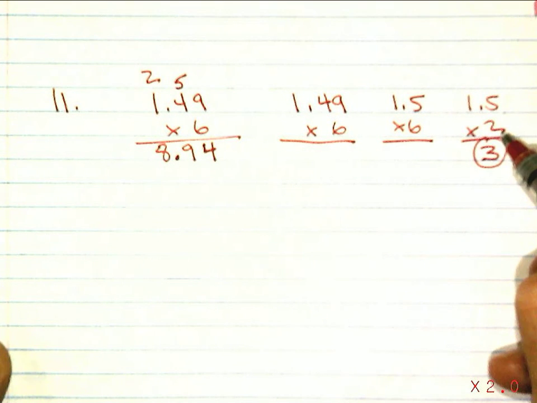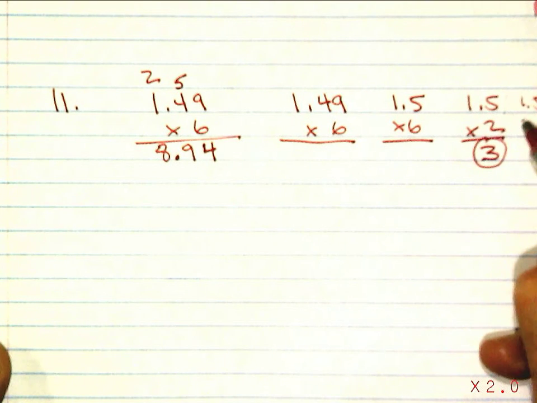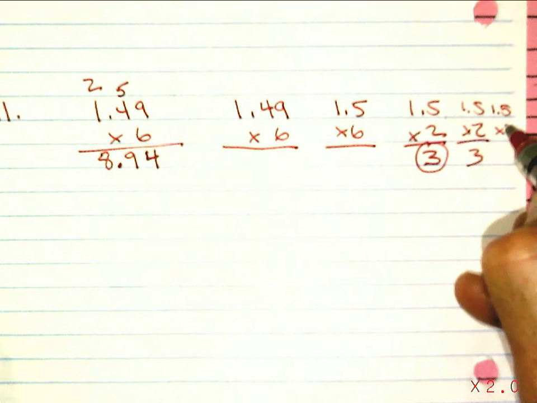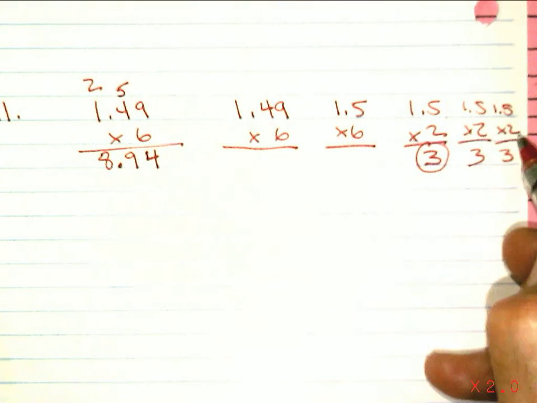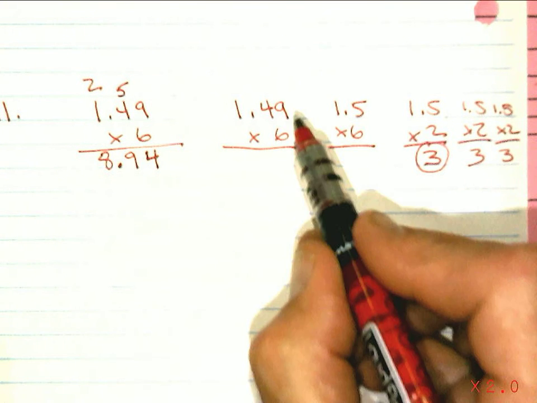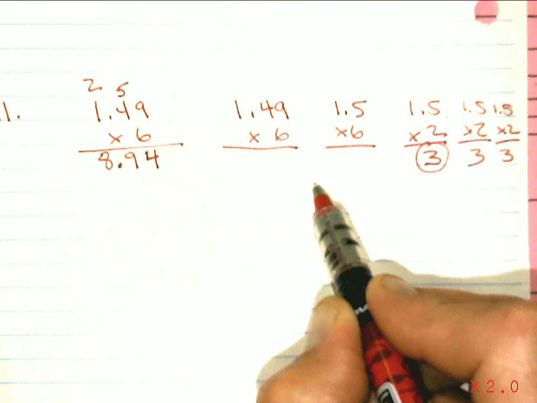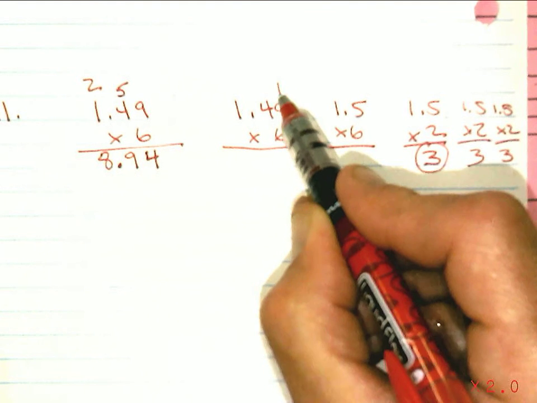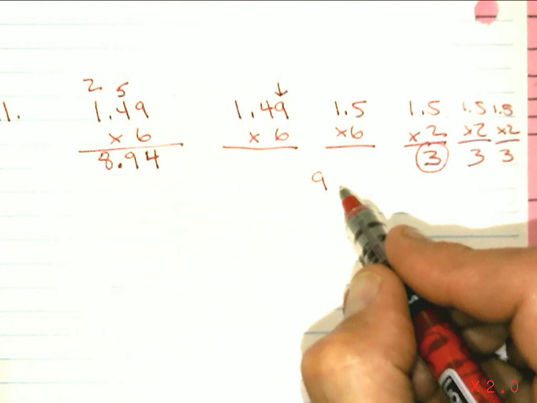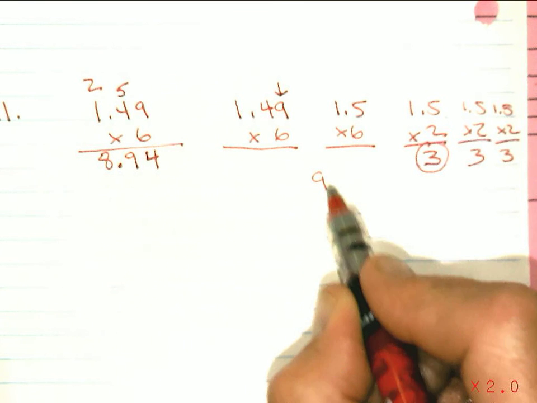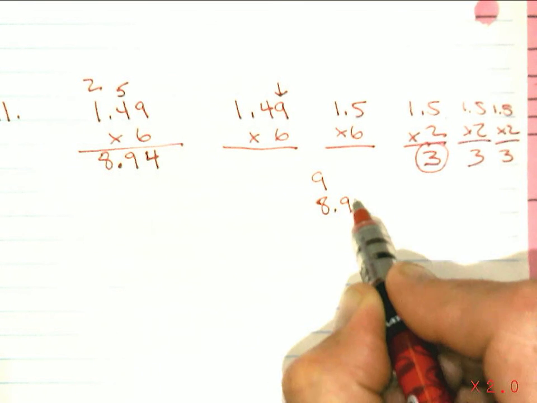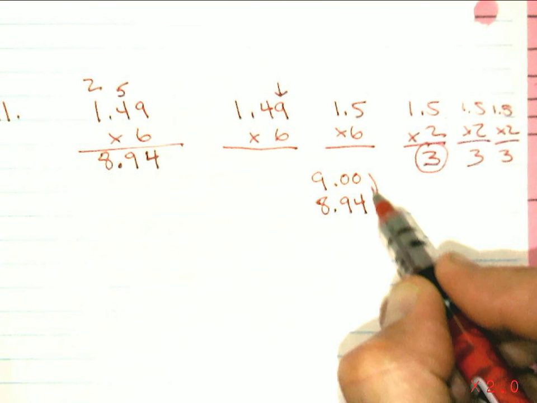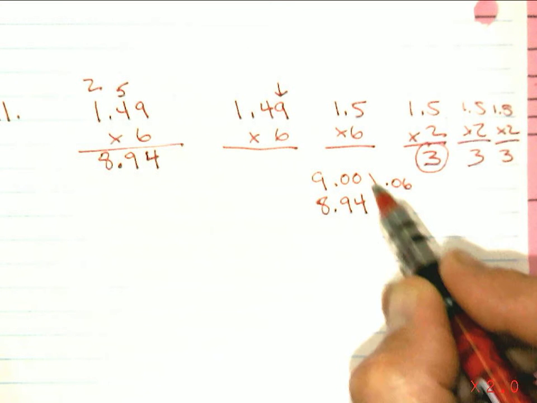1.5 times 2 is 3, and another 1.5 times 2 is another 3, and another 1.5 times 2 is another 3, so there's my 6, and so I have a total of 9. But remember, this was 1.49, and so I have 6 hundredths too much, in the hundredths place. So I need to go back from 9 to 8.94. Now if you're not good with decimals in your head, that might be a little bit more difficult to do, because I needed to go down 0.06 to get to that.